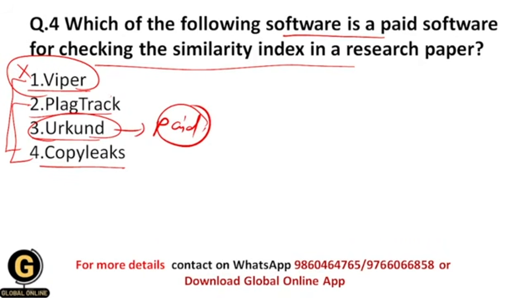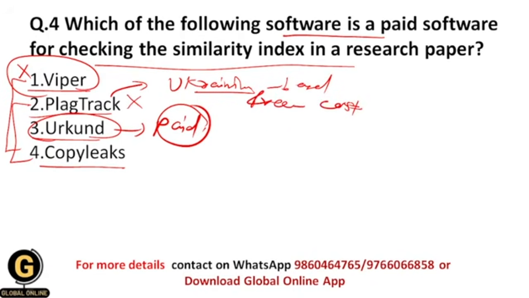So Plag Track is a Ukrainian based online plagiarism detection software, and this is actually free of cost. So this is again free of cost, this is not paid, and that's why this option gets eliminated.